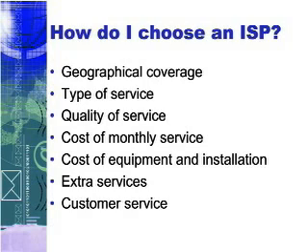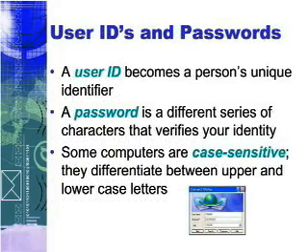User IDs and passwords are designed to provide access for authorized users and to prevent unauthorized access. A user ID is a series of characters, letters, and possibly numbers that becomes a person's unique identifier, similar to a social security number. A password is a different series of characters that verifies the user ID, similar to the way a PIN number verifies your identity at an ATM machine.